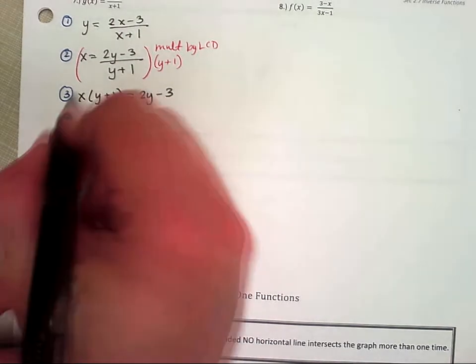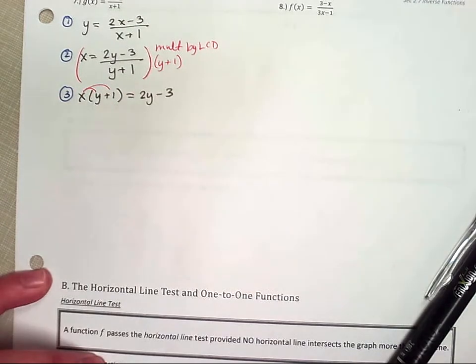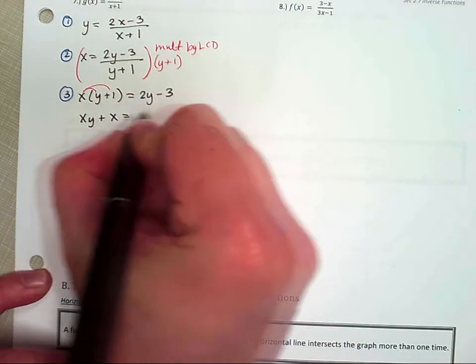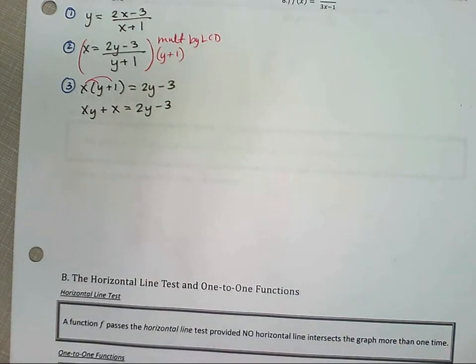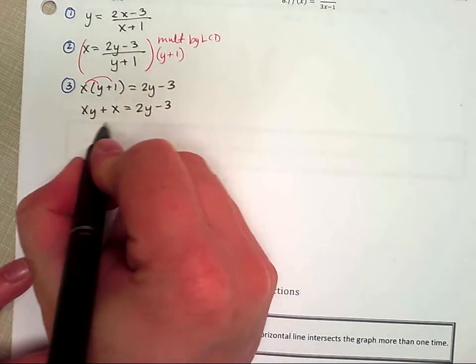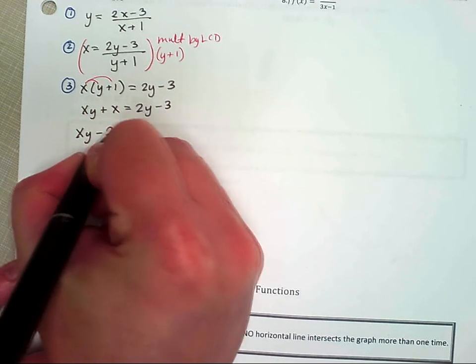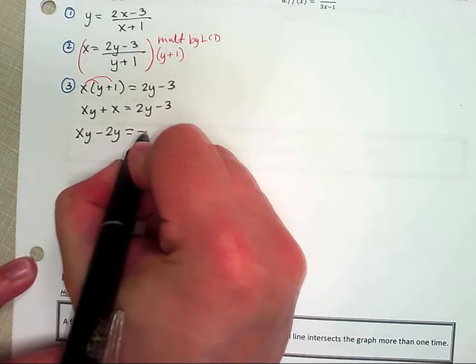Okay, so I'm going to distribute my x. And I get xy plus x equals 2y minus 3. So now I can get everything with a y on one side, everything without a y on the other side, right? So I'm going to subtract 2y from both sides. And I'm going to subtract x from both sides.